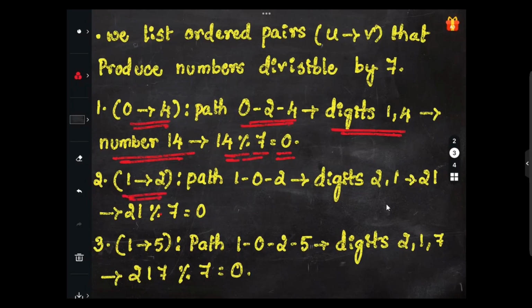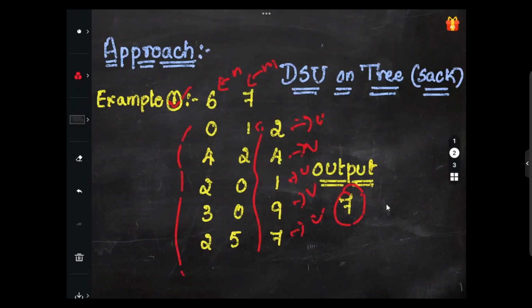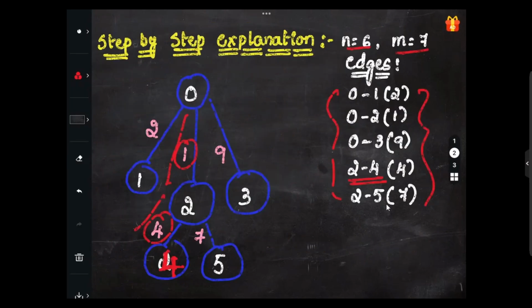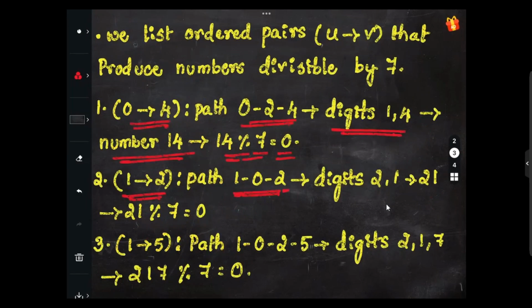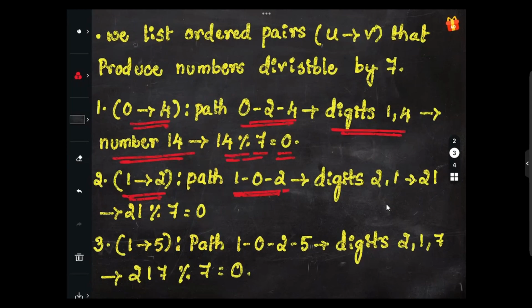Next we will consider 1 to 2. For 1 to 2, we have to go with the path 1, 0, 2. From 1 to 0, then 0 to 2. Basically, we have to consider the values 2 and 1. Sorry, 9 is for 0 and 3. So the 2 and 1 values we have to consider here. So the number will be 21, and 21 modulo 7 again gives remainder 0.